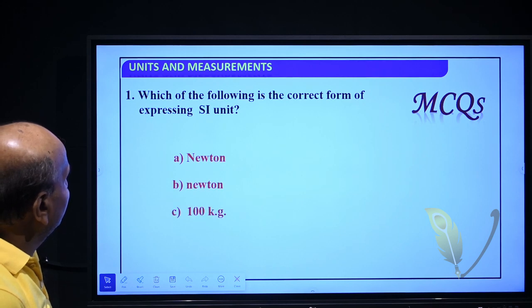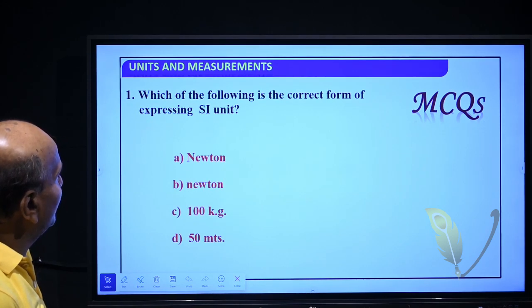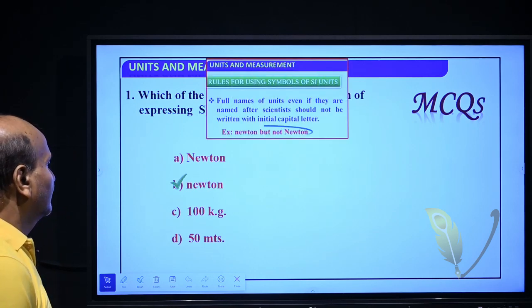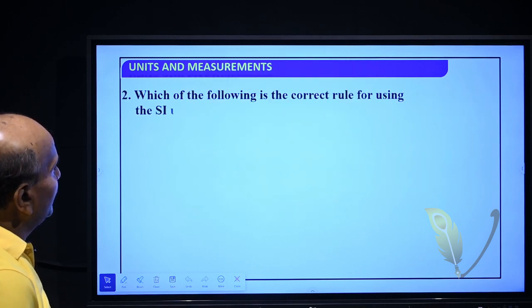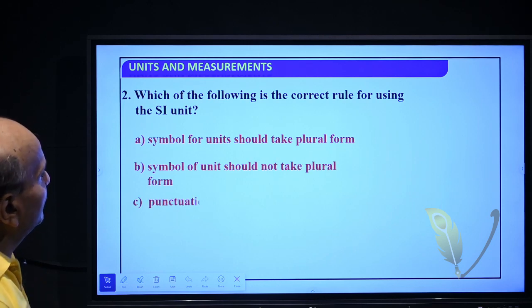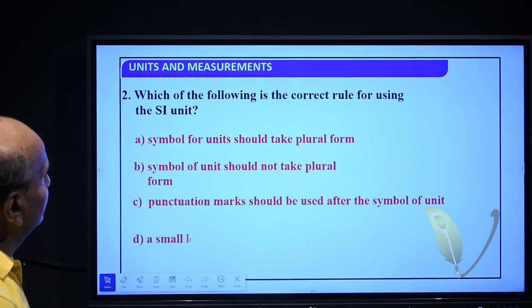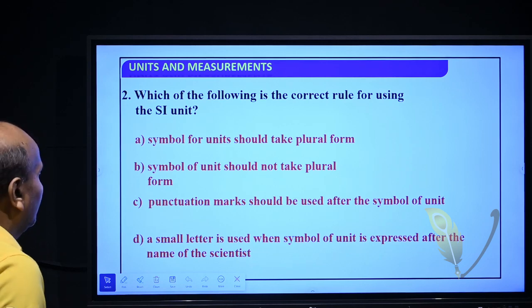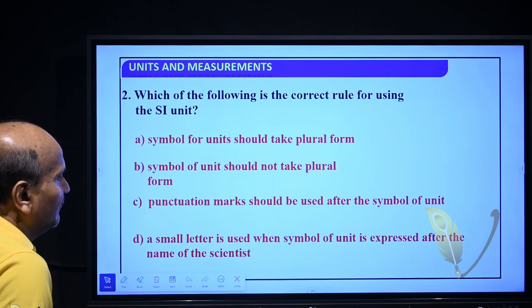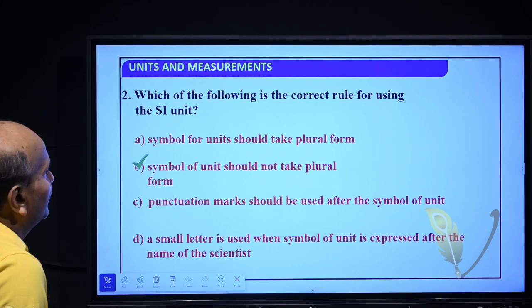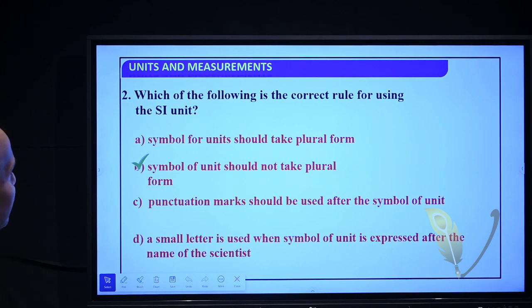MCQ question: which of the following is the correct form of expressing an SI unit? So, it is newton. Which of the following is the correct rule for using the SI unit? Symbols for units should take plural form. Symbols for units should not take plural form. Punctuation marks should be used after the symbols of units. A small letter is used when the symbol of a unit is named after the scientist. So, the symbols of units should not take plural form. This is the correct option.